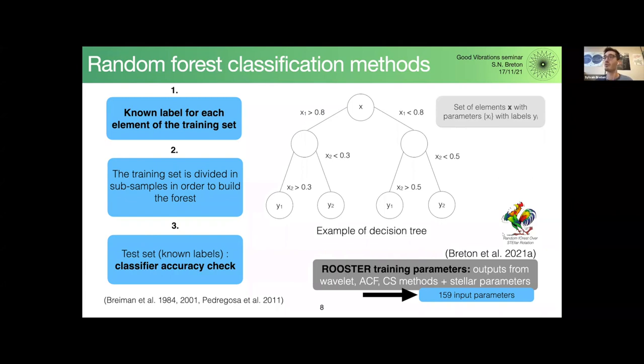So the method I developed is called Random Forest Over Stellar Rotation, ROOSTER, and it uses as training parameters and classifying parameters the outputs from the wavelet autocorrelation function and composite spectrum method, plus some global stellar parameters. This makes 159 input parameters, among which, of course, the 9 possible rotation period values.